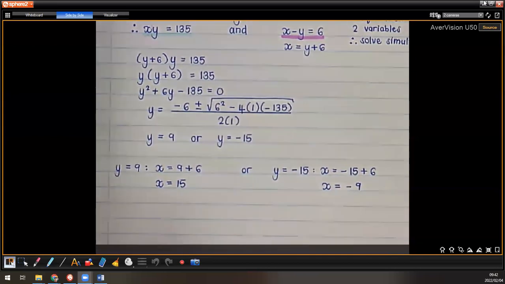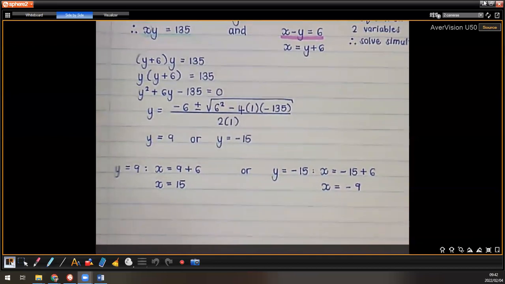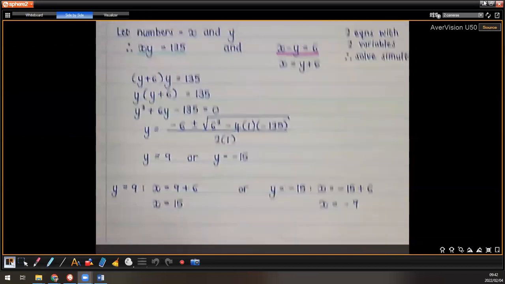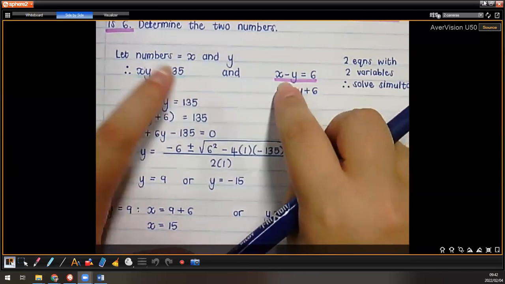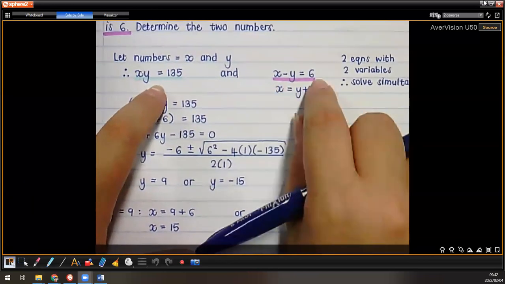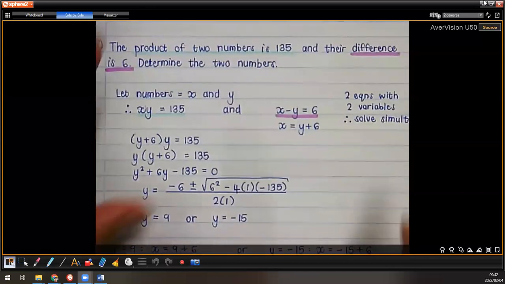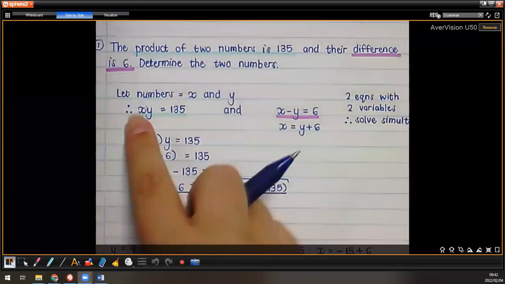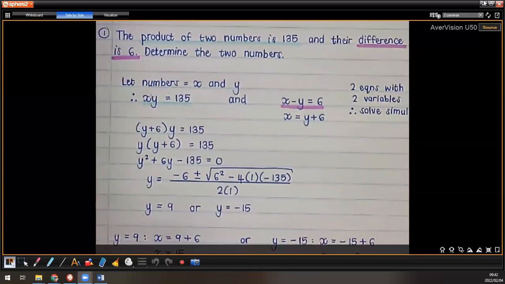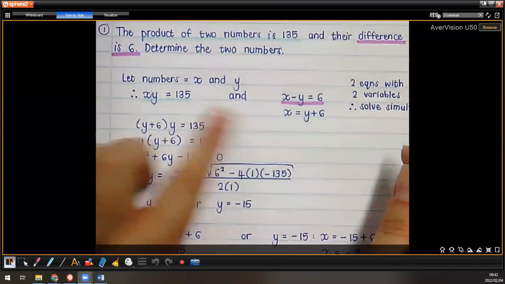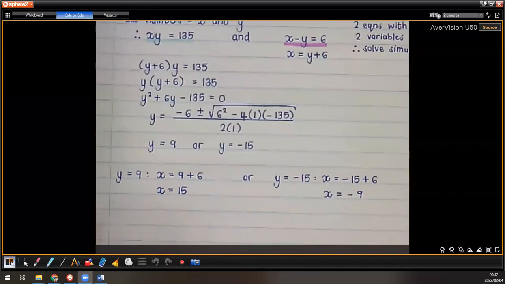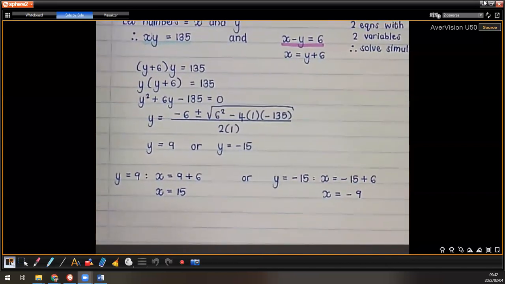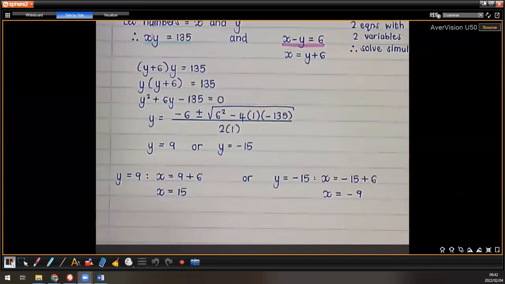So guys, in this question, it looks like quite a simple word problem, and I don't think it's too difficult to set up these things here, right? xy equals 135 and x minus y equals 6. We just use the 2 bits of information that they gave us to set up those equations. After that, it's a simultaneous equation which we've practiced. It's a quadratic equation which we've practiced. Okay, so we are now using the different types of equations that we've done so far in a word problem.